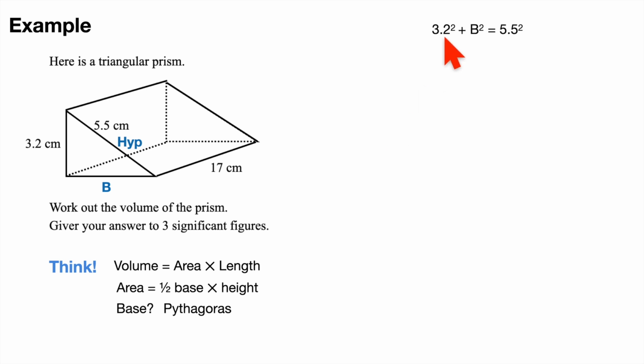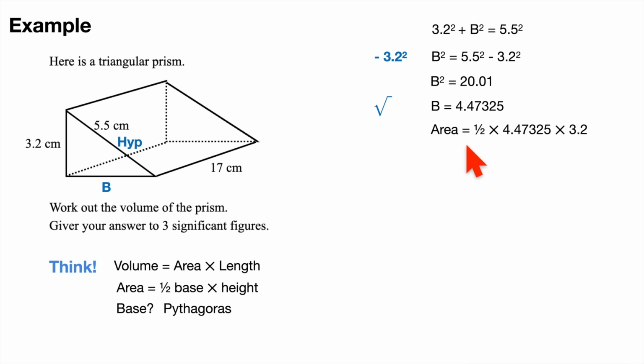So we know 3.2 squared plus b squared equals the hypotenuse squared, 5.5 squared. Subtract 3.2 squared from both sides. B squared equals 5.5 squared minus 3.2 squared. B squared equals 20.01. Interesting number. Square root that. Slightly ugly number. B is equal to 4.47 and the bits.